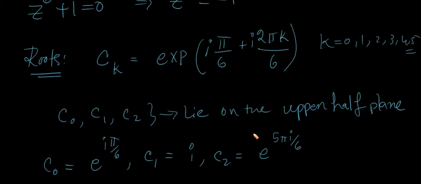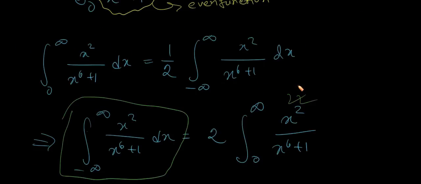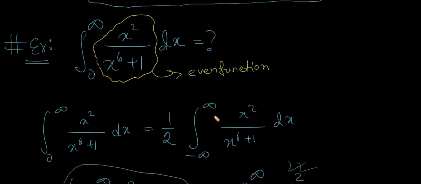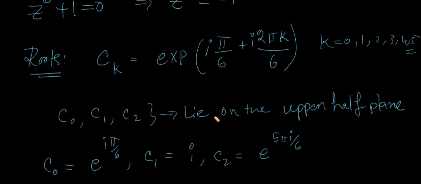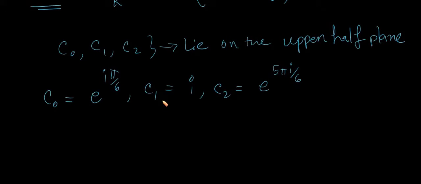So since for all these points, you can check it for yourself, I'm not going to do it because that will make the video very long. For all these points, C0, C1 and C2, all the conditions that you see over here, that is P of z0 is not equal to 0, Q of z0 is equal to 0 and all these conditions are true. And here this P will be z squared and this Q will be z to the power 6 plus 1. That is something you should check, but I'm not going to do it because it's just plugging in the values and calculating.